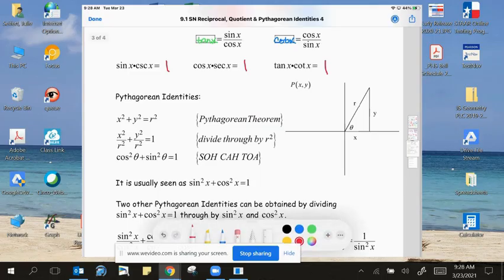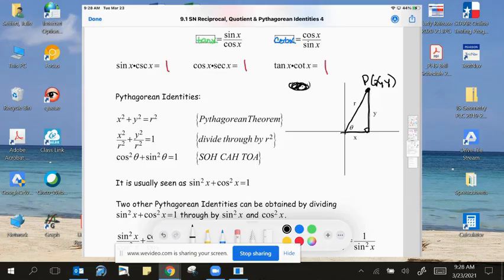This point P is x comma y. So that x coordinate is the length, that y coordinate is its height, and then r is the hypotenuse. So x squared plus y squared equals r squared is just the Pythagorean theorem.